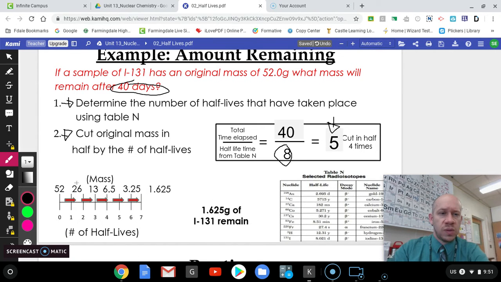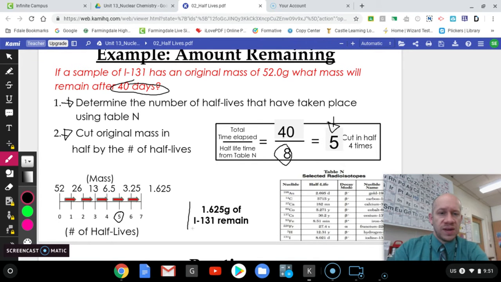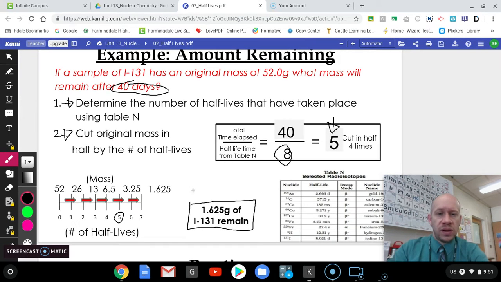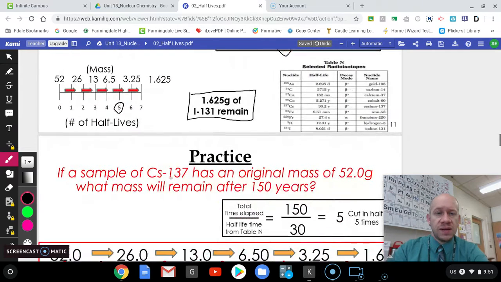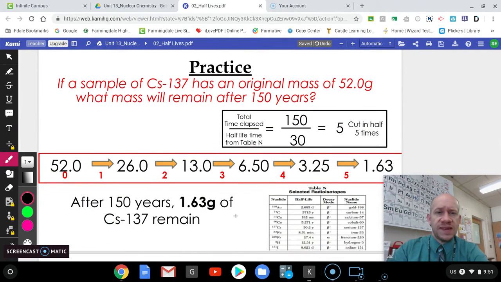So 52 to 26 is 1 half-life. 26 to 13 is 2 half-lives. 13 to 6.5 is 3. 6.5 to 3.25 is 4. And then 3.25 to 1.625 is 5 half-lives. So 1.62 grams of iodine-131 will remain after 40 days.